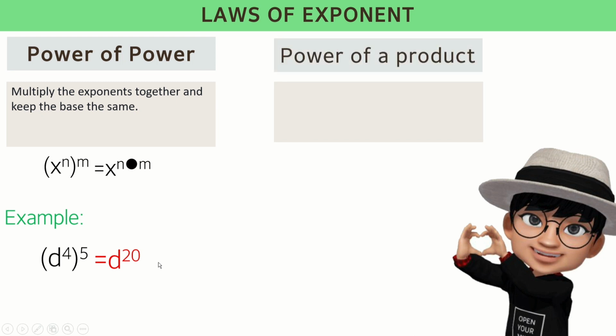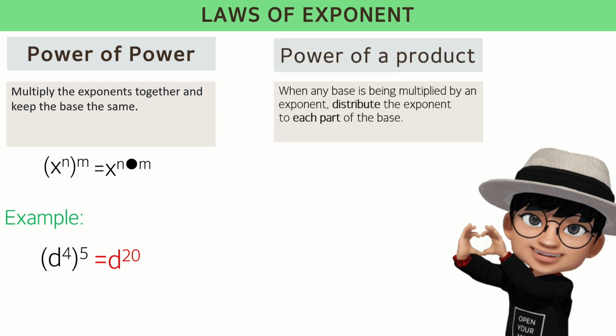Next, we have power of product. It simply states that when any base is being multiplied by an exponent, distribute the exponent to each part of the base. This is the same with power of power, provided that it has two variables. For example, we have x raised to n multiplied to y raised to n, all raised to another power p. So we will distribute the exponent to each base. So that's now x raised to n times p multiplied to y raised to n times p.